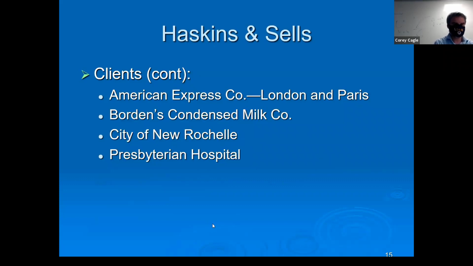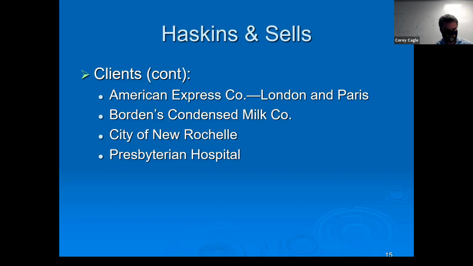Borden's, American Express. Borden still make it? Is that the cheese company? Borden, that's the same company you think about. Yeah, they're the dairy company. Yeah. City of New Rochelle and so forth.